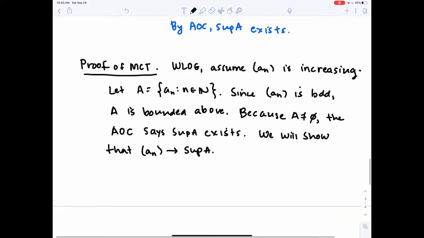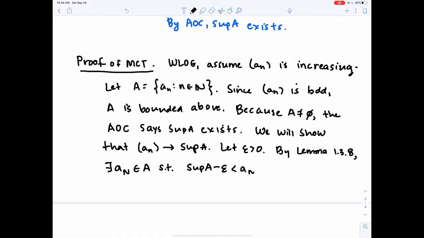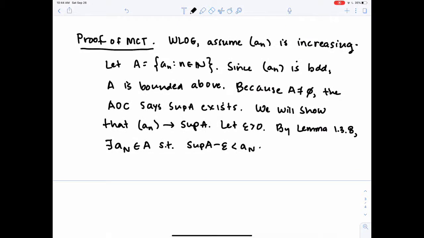Now to do this, we're using the definition of convergence. So we need to introduce an arbitrary epsilon. We're going to let epsilon be greater than 0. And now we have to argue why there's a capital N. How do we chop our tail? We said this capital N comes from the subscript of the value that the lemma returns to us. So we want to say by lemma 1.3.8, there exists a capital N in A such that when we look at sup A minus epsilon, that is strictly less than a capital N. So now I have my capital N. Notice here, capital N is just a natural number. I've introduced it.